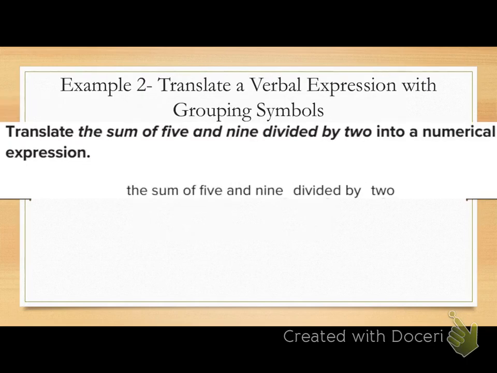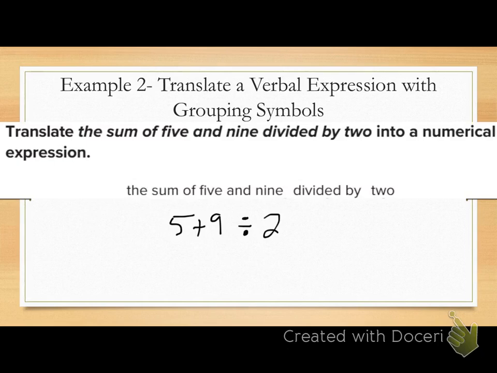Okay. Once again, it gives us another statement, and it wants us to translate it into a numerical expression. The sum of 5 and 9 divided by 2. Any ideas on what I can do here, or what this would look like? 5 plus 9 divided by 2. Just like that? Okay, we're very, very close here.